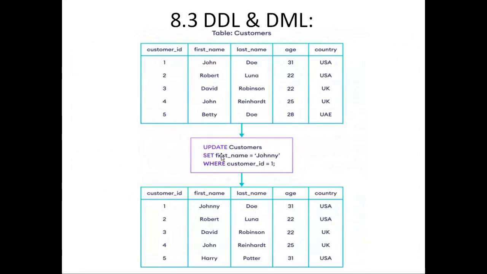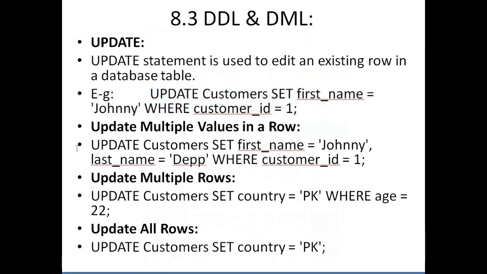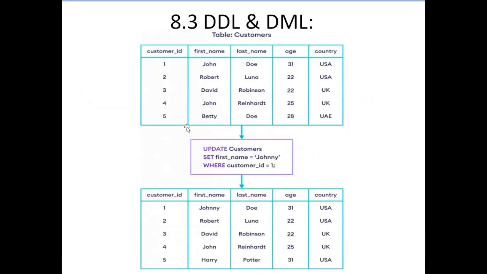Here is the example snapshot for this first command: update customer name, set first name equals to Johnny where customer ID equals to 1. This is, see, from John it became Johnny.